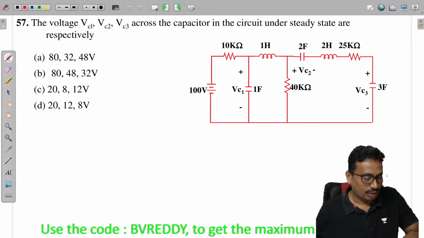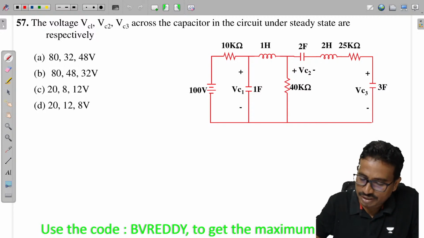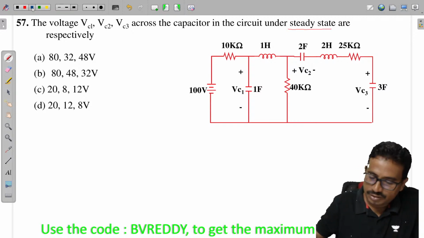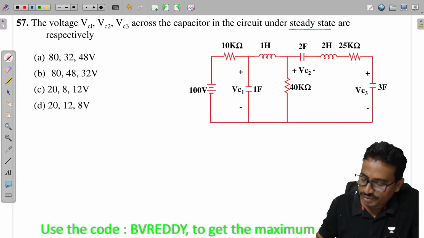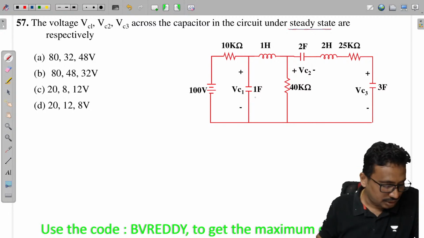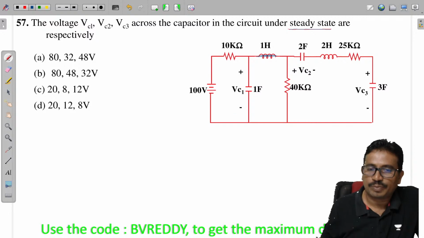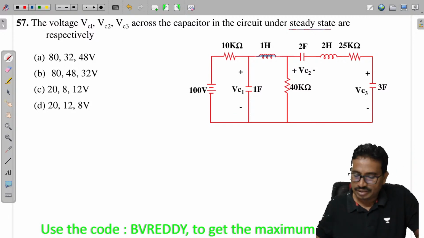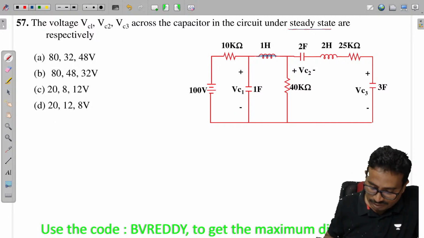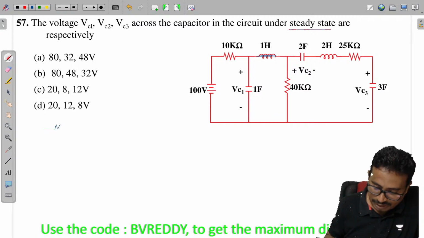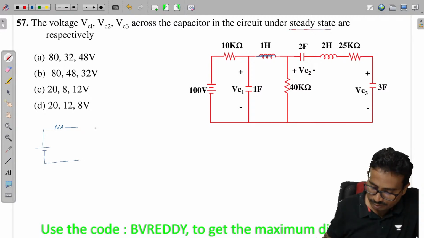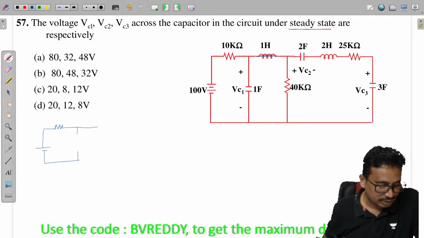The network is in steady state, right? In steady state, the inductor will behave like a short circuit, and the capacitor will behave like an open circuit, isn't it? So redraw the circuit and you will get clarity. Under steady state, this capacitor is open circuited and the inductor is short circuited.